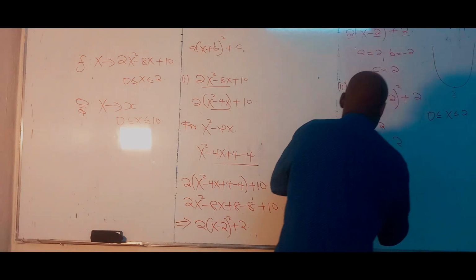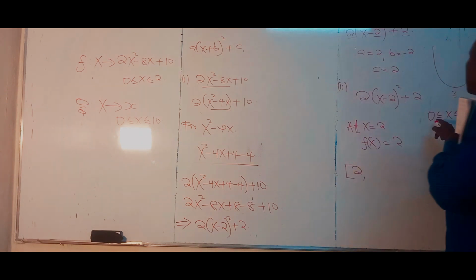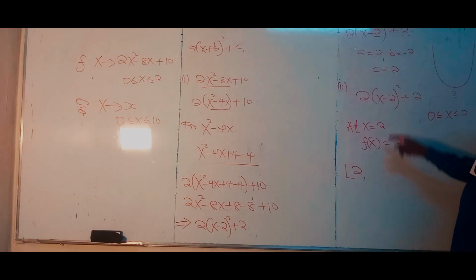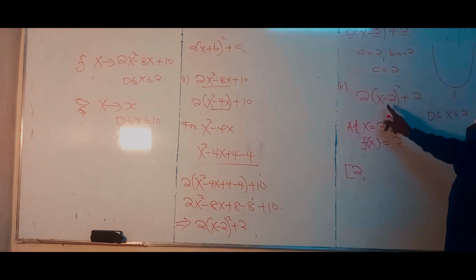But since x should only be between 0 and 2, if I take 2, then it's 0. Now, should I take 3?